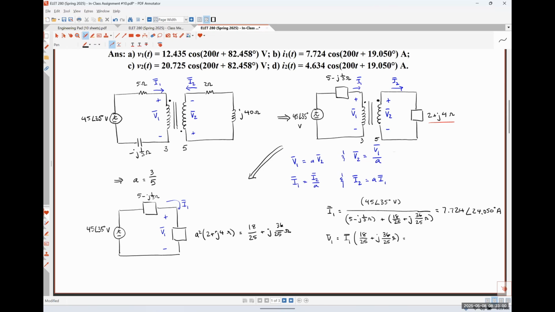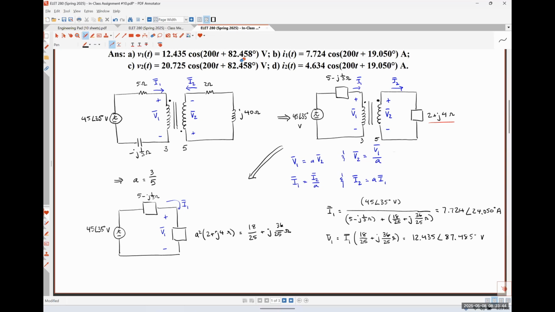So I'm just typing that into my calculator. And I get 12.435 with an angle of 87.485 degrees volts, which is just 5 degrees off from that guy. So I think I just put 30 degrees in when I solved it previously on accident.